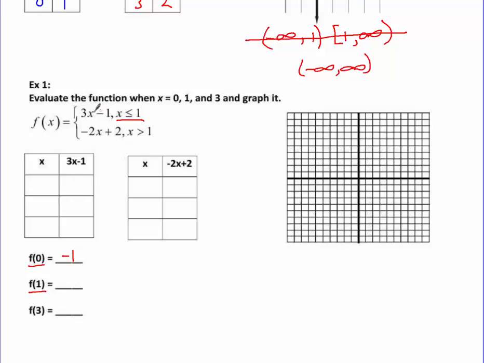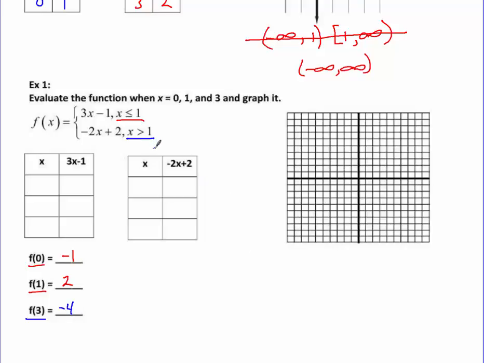So plug in a 1: 3 times 1 is 3, minus 1 is 2. And then the last one, it says f of 3. Well, 3 is not less than or equal to 1, it's greater than 1. So we're going to use this equation for 3. So negative 2 times 3 is negative 6, plus 2 is negative 4.